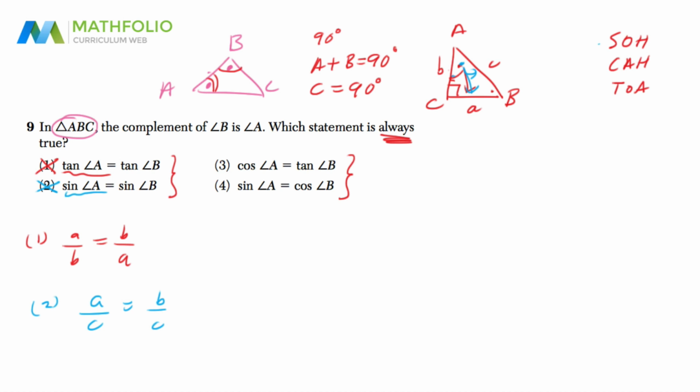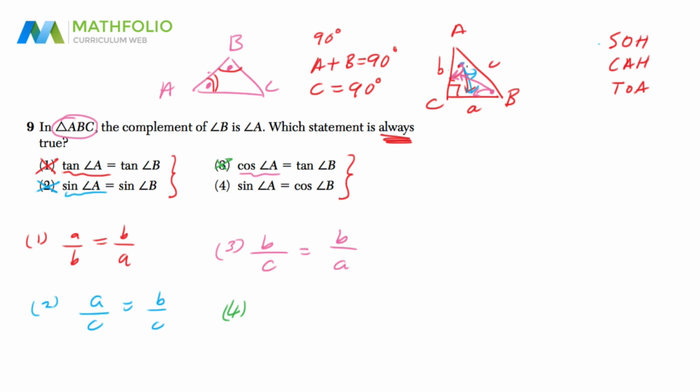Okay, trying another one. Here, cos A, so cosine of angle A equals the adjacent, which is b, all over the hypotenuse, which is c. And does that equal tan B? So tan of B equals the opposite over the adjacent, TOA. So that's b over a. Nah, that doesn't make sense. That's not going to be true because we don't have the same letters in the same order again. So it must be number 4, but let's just check it. Let me cross out 3. Let's check number 4.